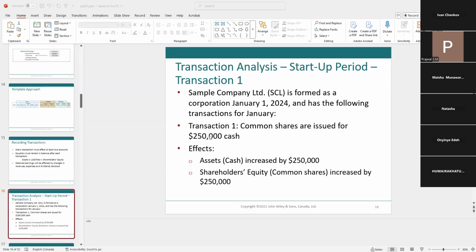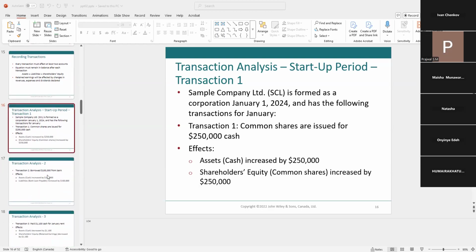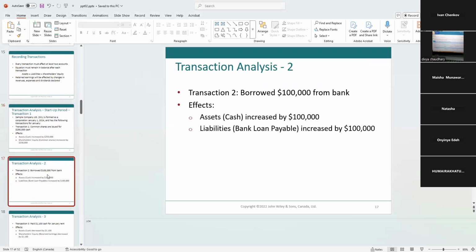Okay, let's go back to the slides and see what happened in the slides. Again, shareholders invested $250,000 cash. We increased the cash by 250, and we increased the shareholders' equity, common shares, by $250,000. Second transaction: the company borrows $100,000 from the bank.